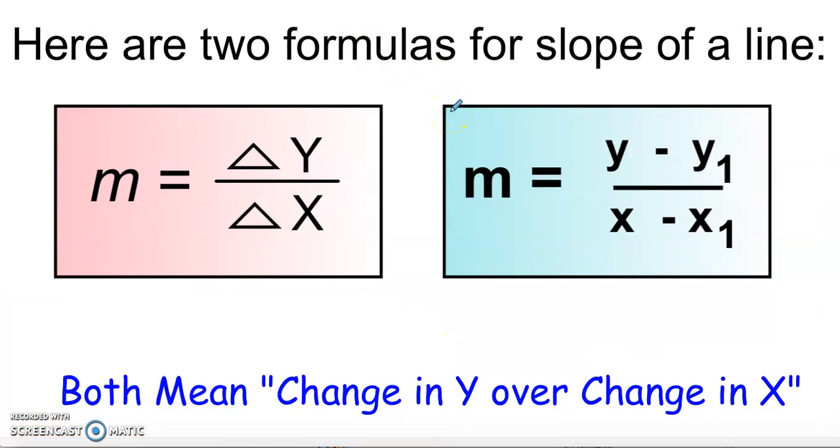So just to review, formula for slope is change in y over change in x, which is the pink, which I've been showing you over the last few presentations. The official book formula for slope is the blue one, which is y minus y sub 1 over x minus x sub 1. But it's just basically our change in our y over our change in our x.